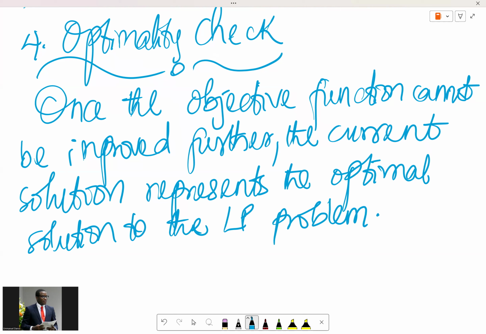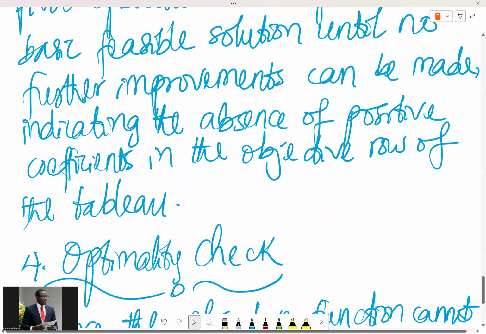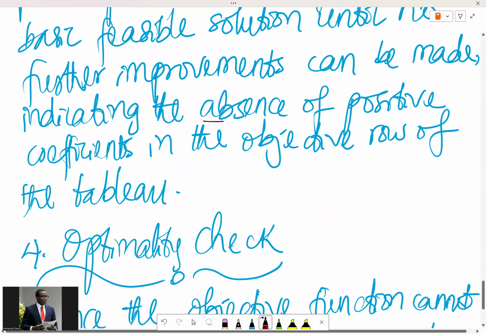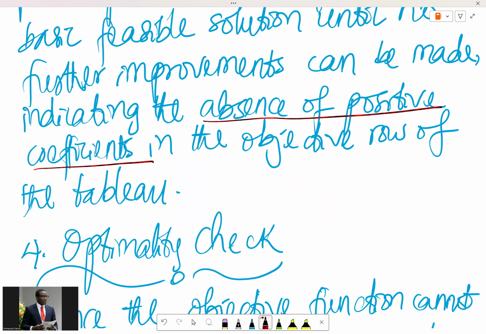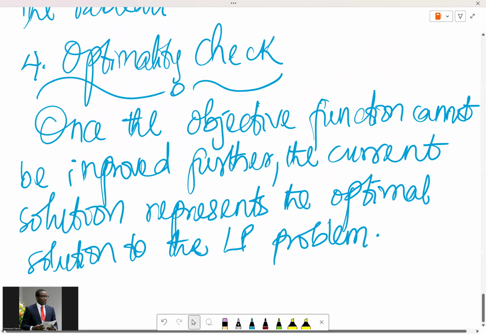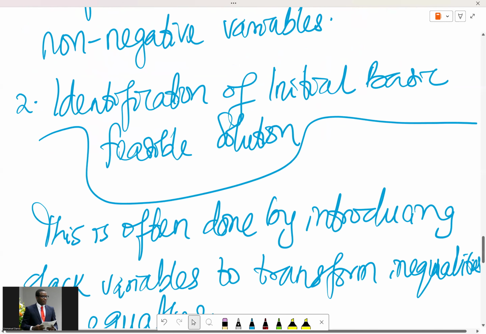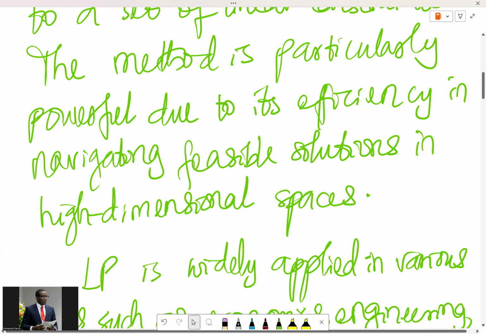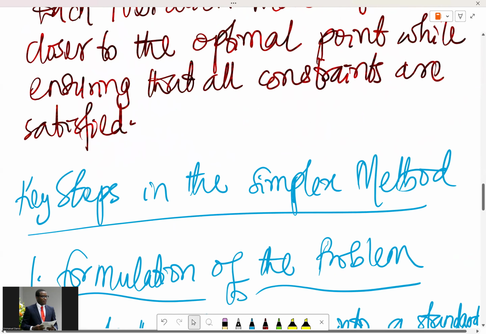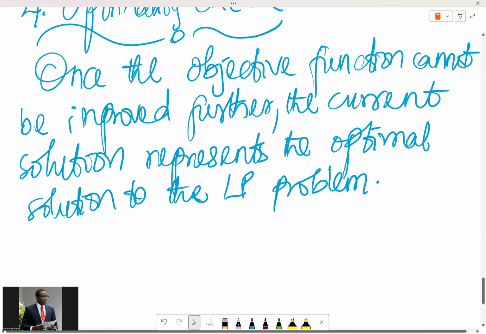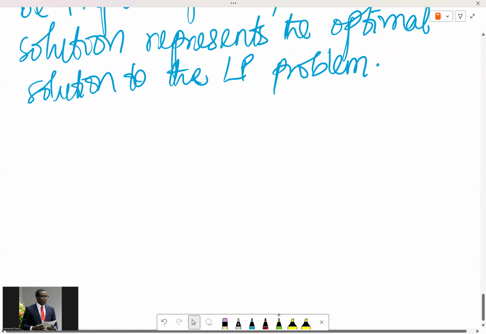And one indicator of no further improvement will be the absence of positive coefficients in the objective row of the tableau. You're going to see that when we get there. Okay, so with that said, we can go to another thing, which is about the importance of high dimension linear programming problems. So when we say high dimension, we're talking about like 3 variables upwards.